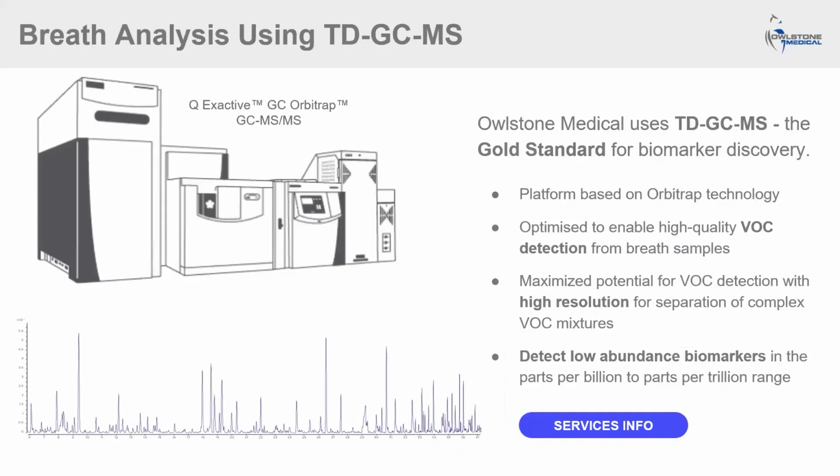So the combination of Reciva breath sampler and Casper portable air supply allows for the reproducible and reliable collection of breath samples. The final component of our breath biopsy system is a standardized analysis platform we have developed, which includes the gold standard for biomarker discovery: thermal desorption, gas chromatography, mass spectrometry. We use a high-resolution, accurate mass spectrometer that has been optimized to enable high-quality VOC detection. The high resolution maximizes the potential for detecting a wide range of VOCs covering many chemical classes, and the sensitivity allows for detection of low abundance biomarkers.